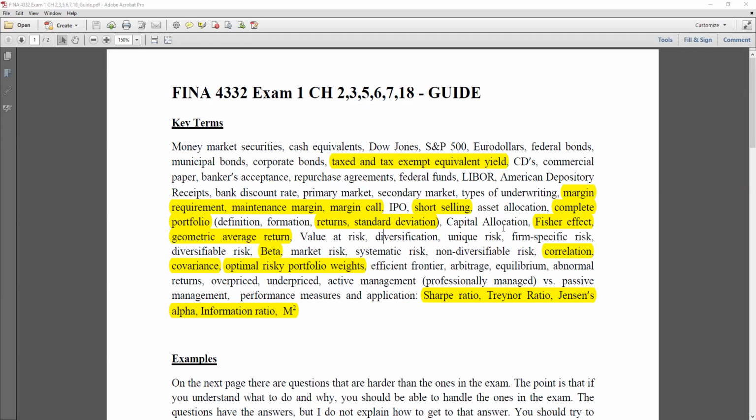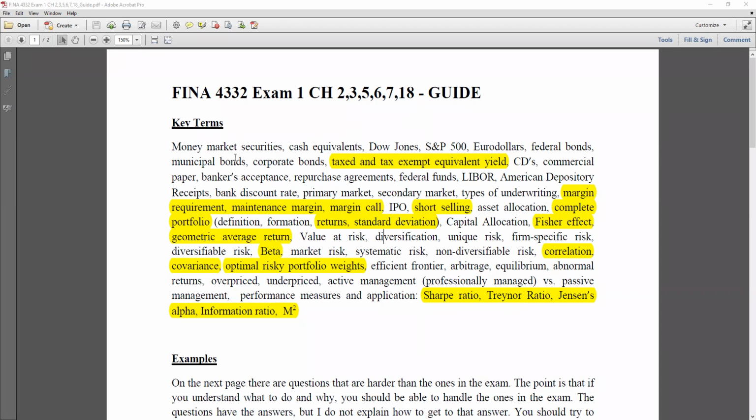In this video, we're going to go over the exam guide for your midterm exam. We will do two parts: one to discuss the terms that you see on the screen, and then there'll be another video with some calculations. Here in this area, you have key terms. First, it'll be with material from chapters 2, 3, 5, 6, 7, and 18.